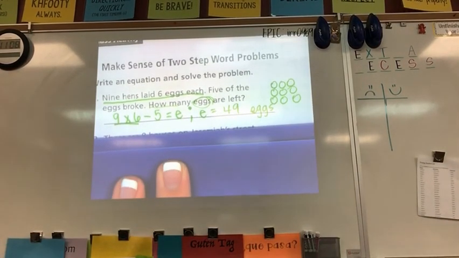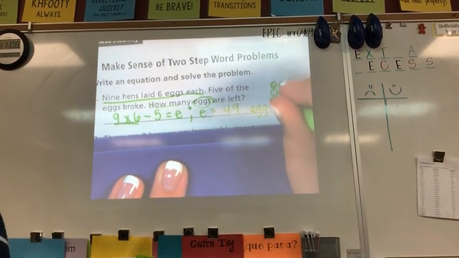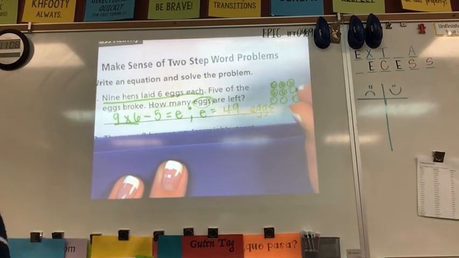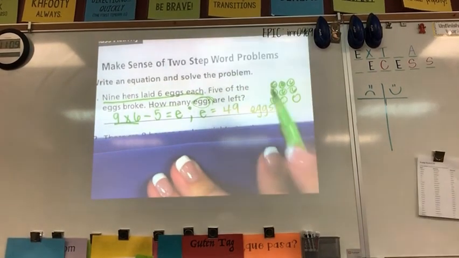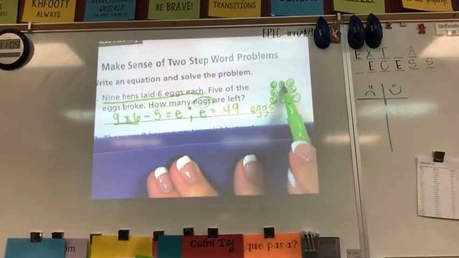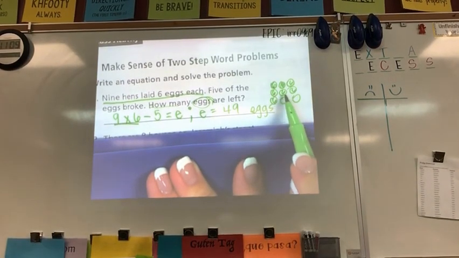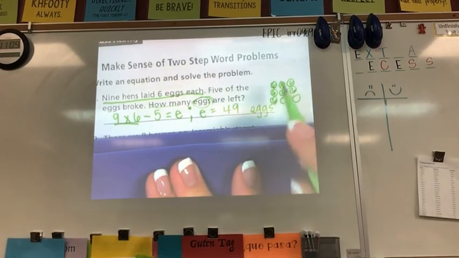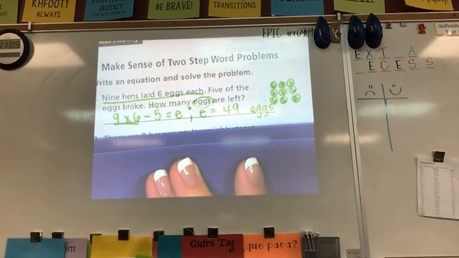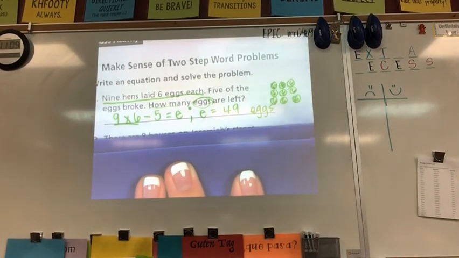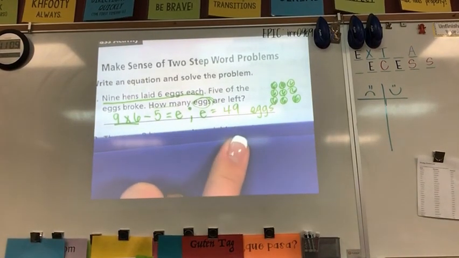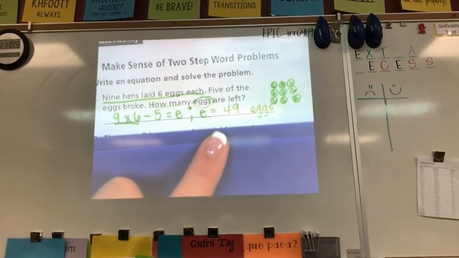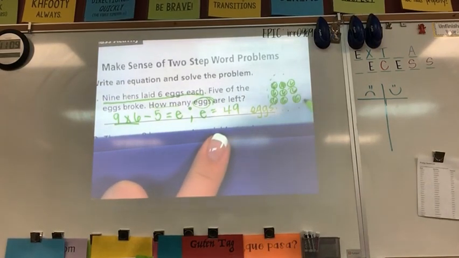Do we have a song for the sixes? We don't, do we? 6, 12, 18, 24, 30, oh my goodness. My brain's not working. Give me one second. Here, let's start over. 6, 12, 18, 24, 30, 36, 42, 48, 54, and that's it. We have to stop at 54 because we only had 9 groups. So that told me 54 eggs. But if you need to draw it out to figure out what operation you're doing, do it.